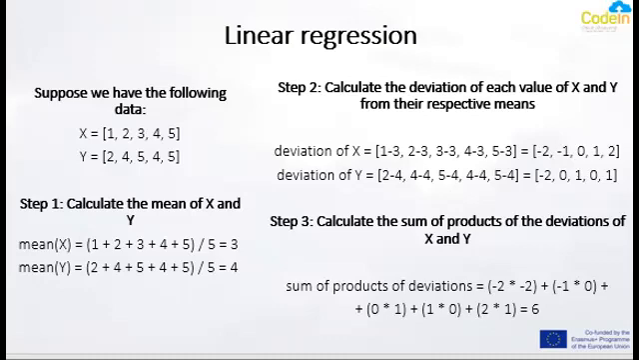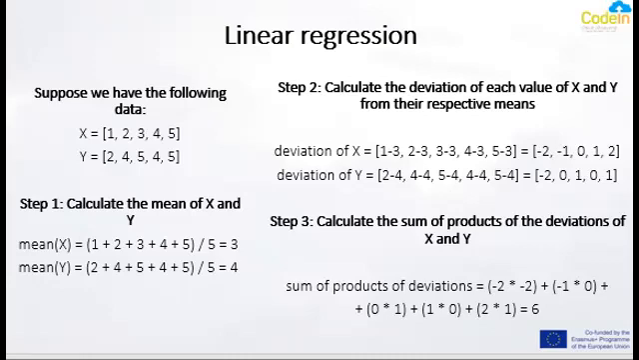That gives you 4. Next, you will calculate the deviation of each value from its respective mean. Deviation is just a fancy word for saying difference. So for each number in X, you'll subtract the mean of X, which is 3. And for each number in Y, you'll subtract the mean of Y, which is 4. This will give you a new set of numbers that tell you how far each value is from its respective mean. For X, the deviations are -2, -1, 0, 1, and 2. For Y, the deviations are -2, 0, 1, 0, and 1.